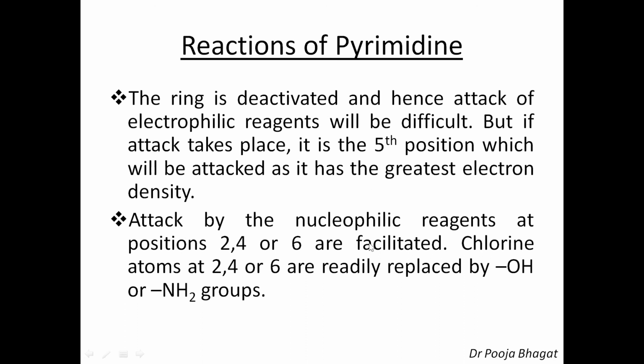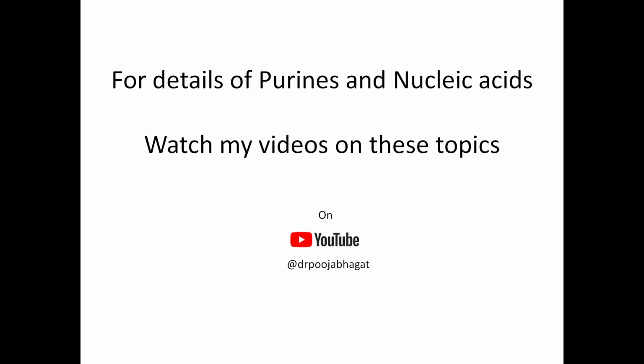Now the attack by nucleophilic reagents at the 2nd, 4th and 6th positions is facilitated. As you can see by the resonance, the positive charge appears at these positions, so these positions can be easily attacked by nucleophilic reagents. So chlorine atoms at the 2nd, 4th or 6th positions are readily replaced by OH groups or NH2 groups. So this is all about the pyrimidines.